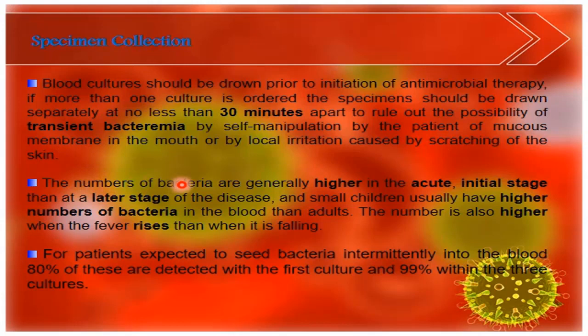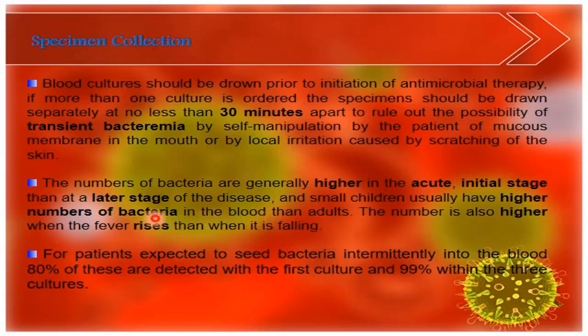Now, the number of bacteria is generally higher in the acute initial stage than in the chronic or later stage of the disease. Thus, a false negative culture in the chronic state may be due to the number of microorganisms at the chronic stage being lower than those observed in the acute or initial stage. Small children usually have a higher number of bacteria in the blood than adults. The number is also higher when the fever rises than when it is falling.